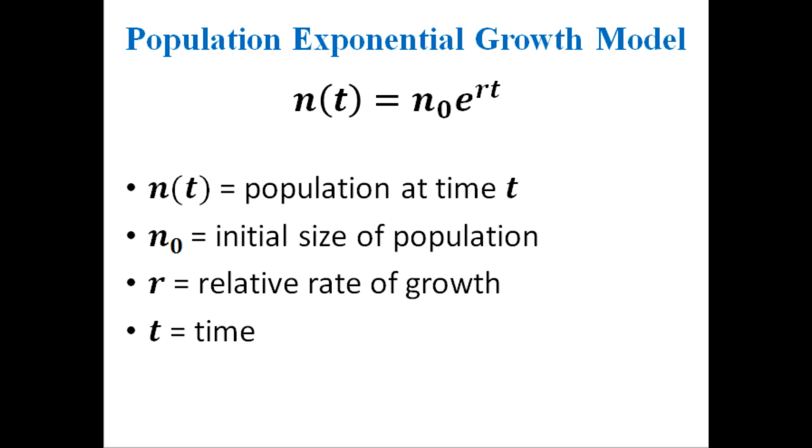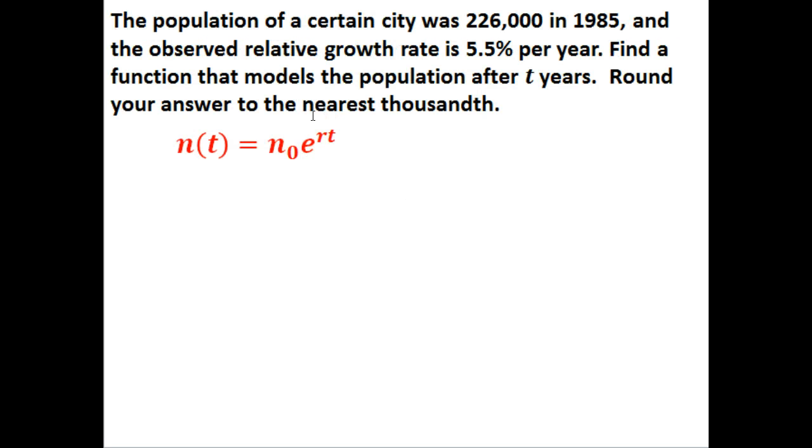So now I'm going to take this equation right here and move it into the problem that we've got here. So here's our problem, and N(t) is going to be what the population will eventually be after a given number of years. But let's start plugging in stuff that we know. We know what our N0 is. That's our initial size of the population. In this case, it was 226,000. So let's go ahead and plug that in now. That's the only thing I've plugged in so far.